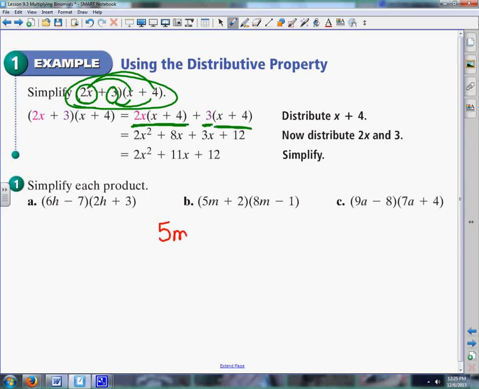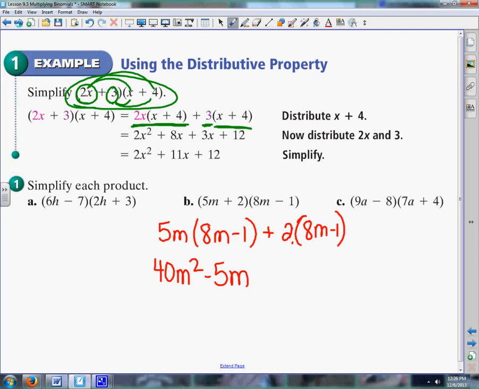Okay, so first I'm going to do 5m times 8m minus 1, plus 2 times 8m minus 1. So 5m times 8m is 40m squared, minus 5m, plus 16m, minus 2. So now I combine my like terms and I see that it's 40m squared plus 11m, because this was a negative 5 plus 16, so that's 11, minus 2.